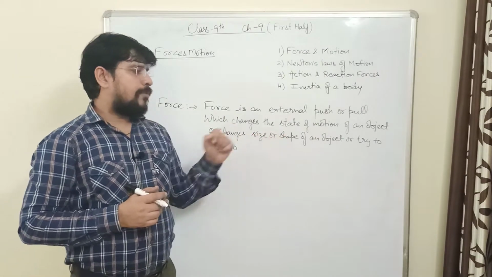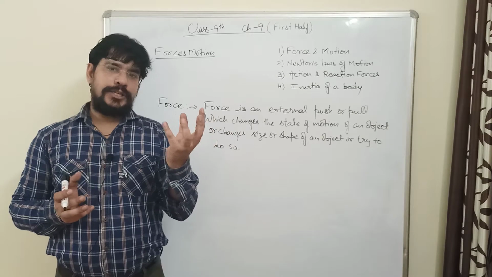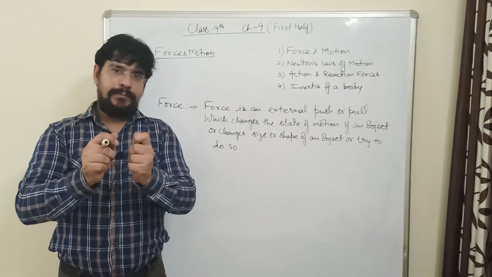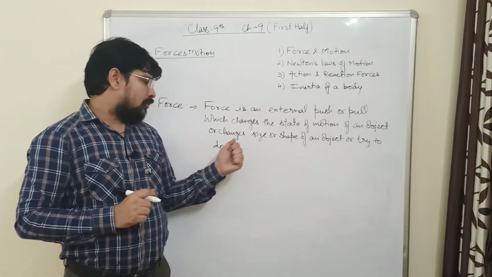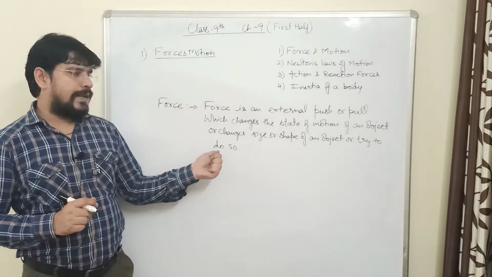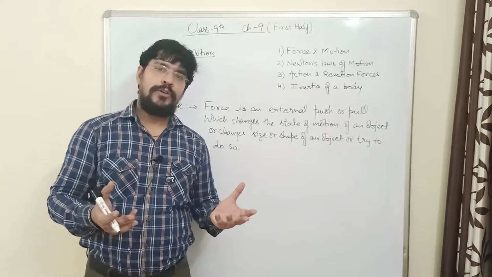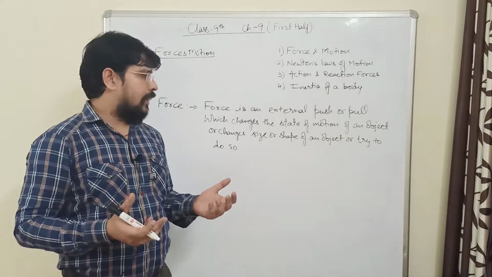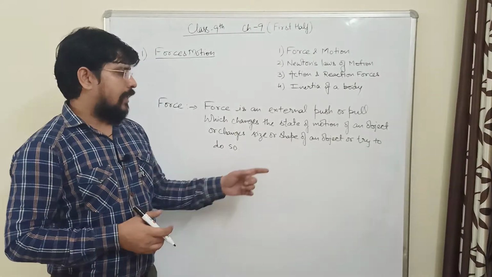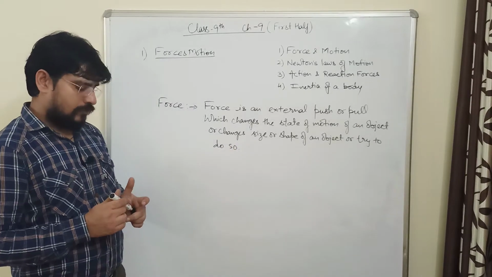Changes the size or shape of an object. We can compress something like sponge, we can change its size. We can bend something, we can change its shape. All these things, and try to do so. Try to do so is very important because not every time when we are applying force, some object is moving or some shape is changing. If you are pushing wall and wall is not moving, it doesn't mean you are not applying force. So that's why it is very important to add try to do so.